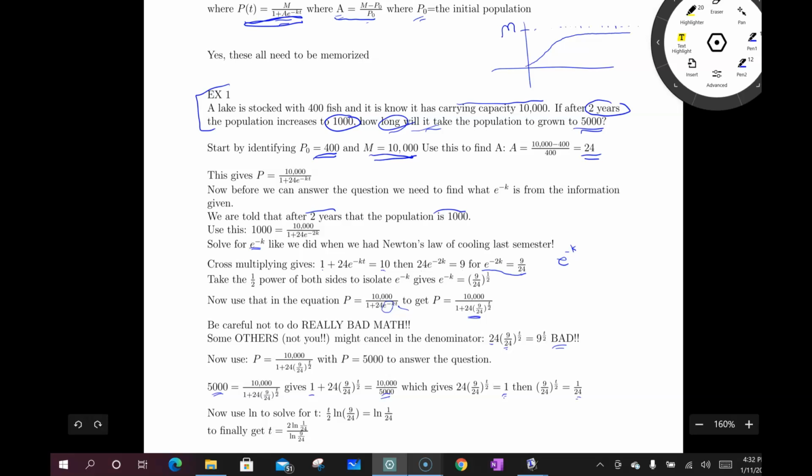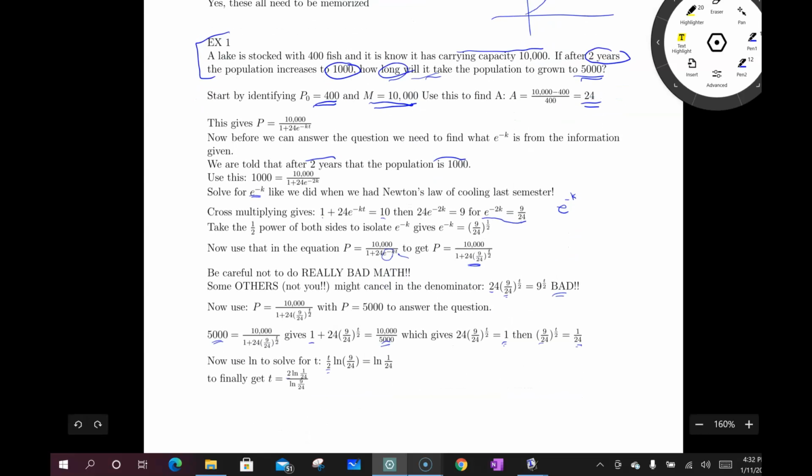Now this is a time I must take the ln to get the t over 2 out of the exponent. So I take the ln of both sides. So the t over 2 comes down in the front. So then I multiply by 2, and I divide through by ln of 9 over 24. So that's the amount of time that it takes for the population to grow to 5,000.